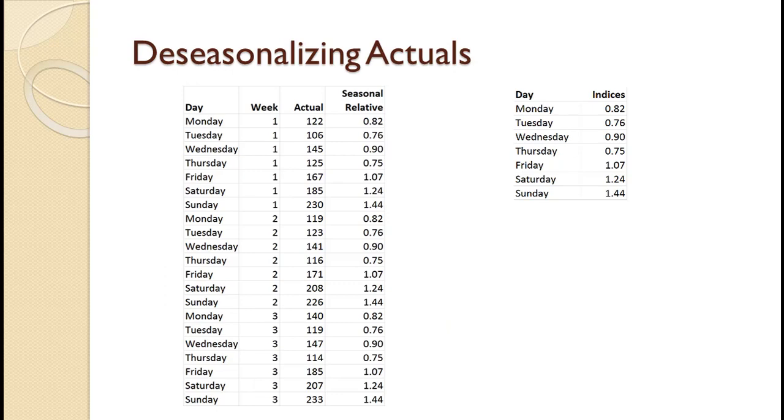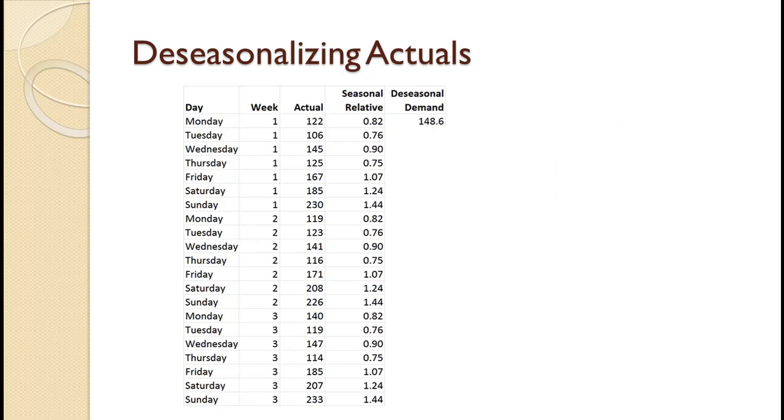We are now ready to deseasonalize the actual demand values. Notice on the slide we have the actual values with the appropriate seasonal indices beside it. That is, the Monday value of 0.82 is beside all the Mondays, the Tuesday value of 0.76 is beside all the Tuesdays, and so on. Also notice that we're using all the values and not just the ones that had a moving average beside them earlier. To deseasonalize, we divide.